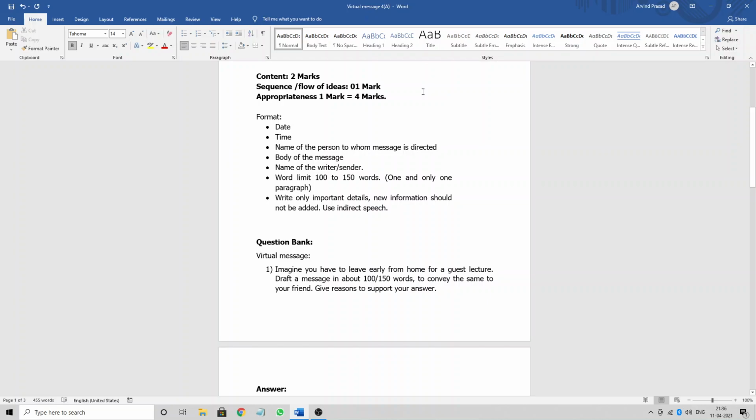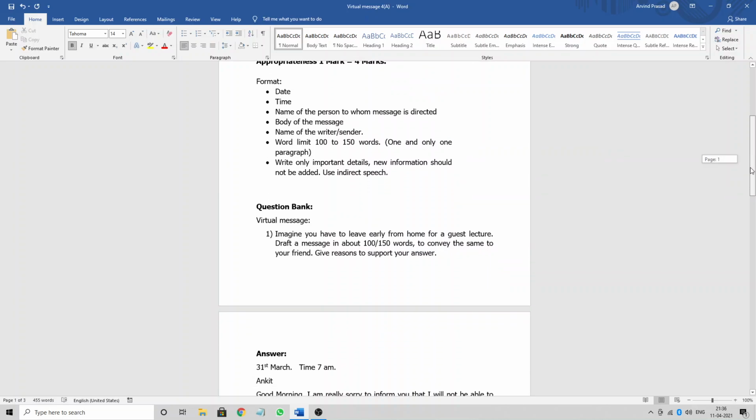The word limit which the board has suggested is 100 to 150 words, and the most important thing is one and only one paragraph. Don't write anything on your own. Write only important details. New information should not be added and use indirect speech.